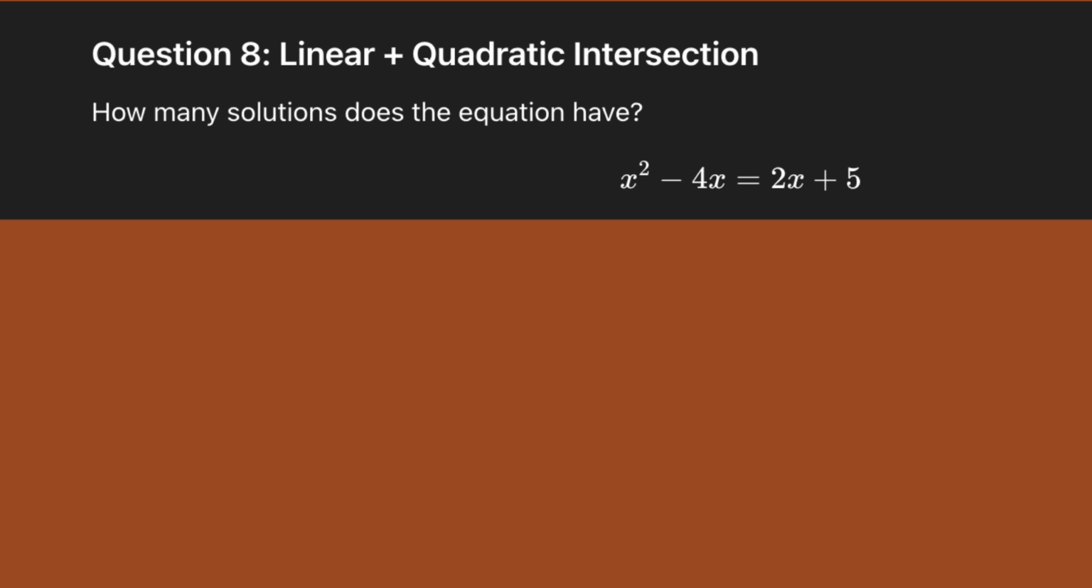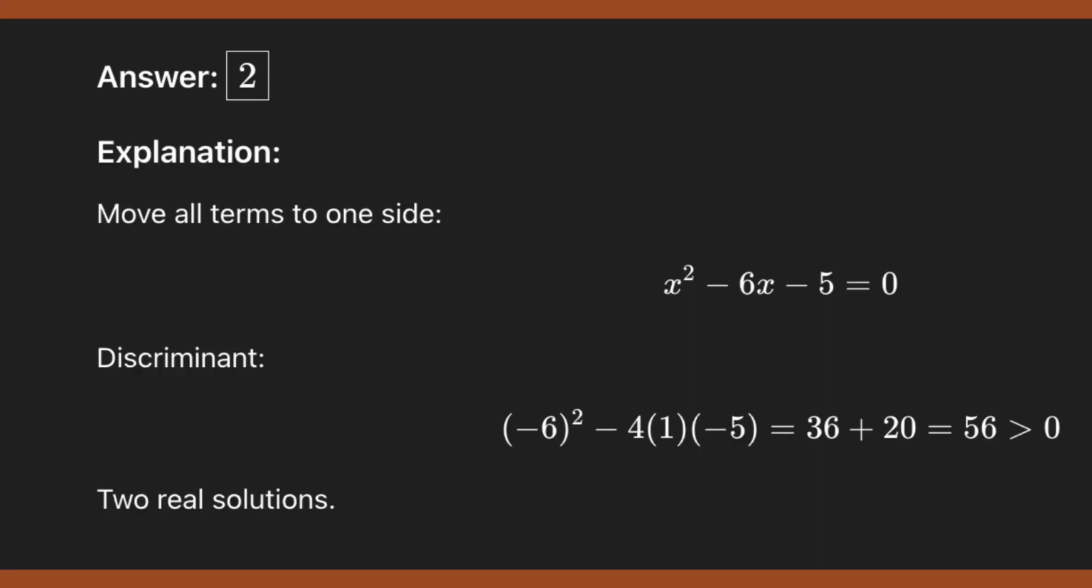Okay, question number 8, linear and quadratic intersection. How many solutions does the equation have? X squared minus 4x equals 2x plus 5. Take a minute to pause the video and figure out your answer. If you got 2, you are correct.